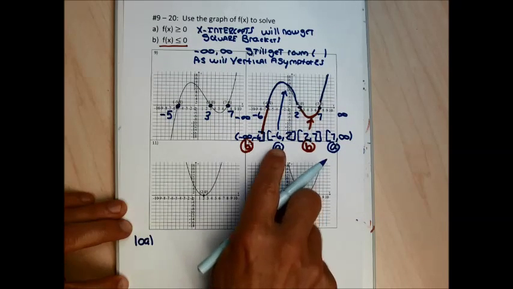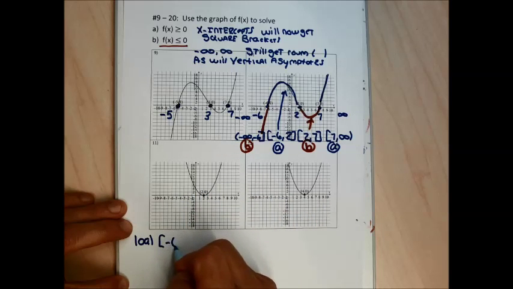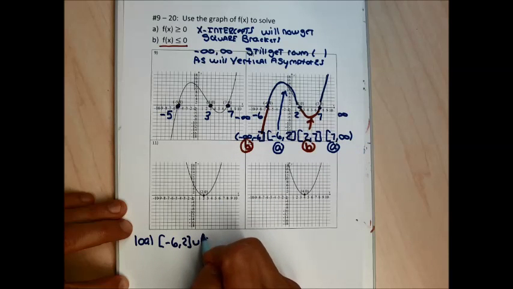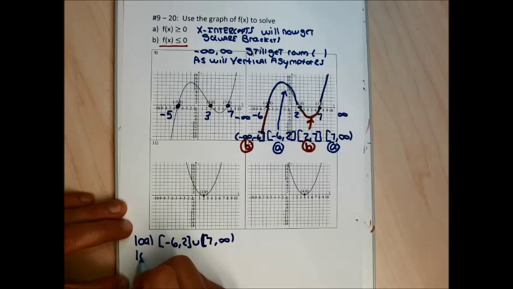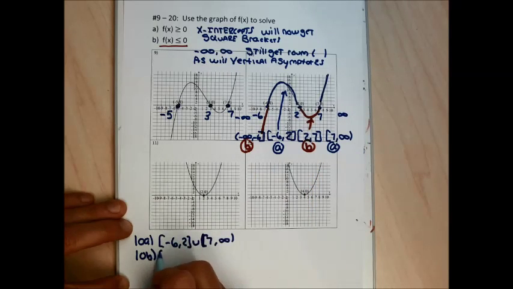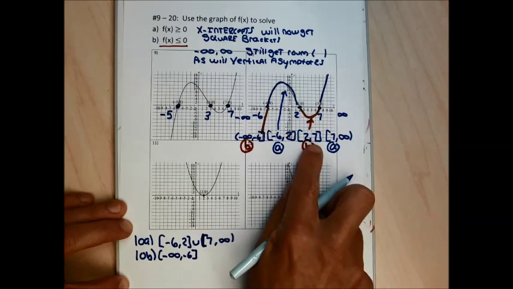My answer to 10A, the intervals I'm going to choose are the intervals from -6 to +2, union the interval from 7 to infinity. And my answer for 10B is going to have the intervals -infinity to -6 and the interval 2 to 7.